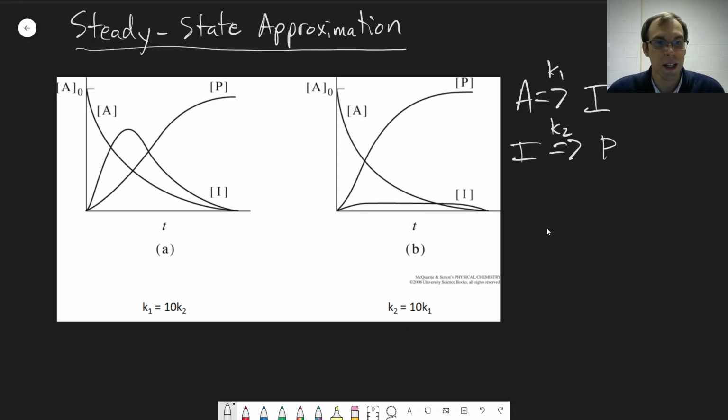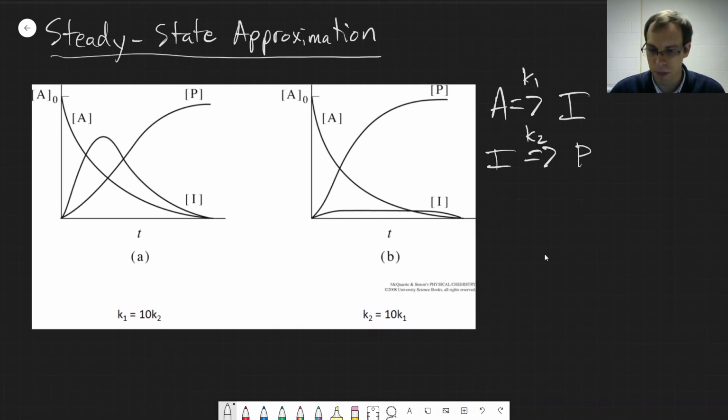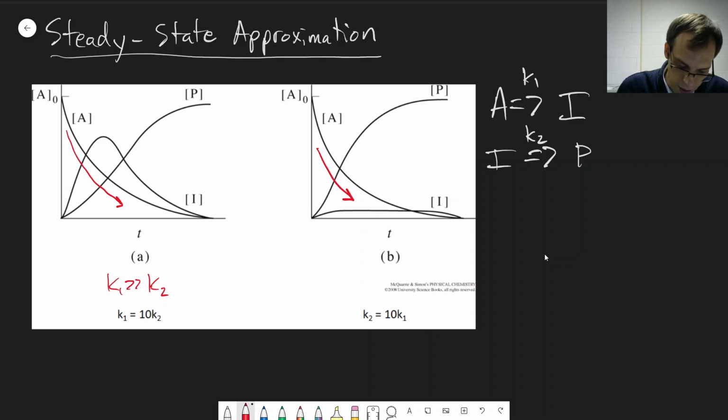And these are some plots from your textbook looking at some specific examples. These correspond to the examples we talked about in the previous video, where in one case K1 is 10 times K2, meaning this is the case where K1 is bigger than K2. This is the example where the first step is the rate limiting step. And so here we can see the exponential decay of the initial concentration of A, and we can see it's the same for both of these. But we can see our product grows in at that same rate.